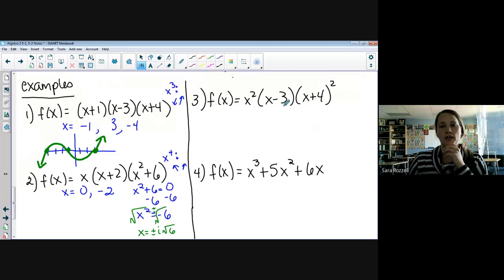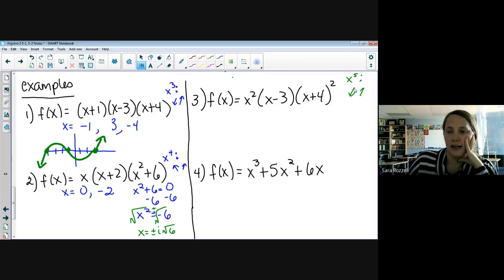What do you think the power is on number 3? What's our degree of this polynomial? How many here? 2, 1. And how many times is x plus 4 represented? It's represented twice because of the squared. So we've got 1, 2, 3, 4, 5. So this degree polynomial is x to the 5th. It's also positive, so our graph is going to be down, up.